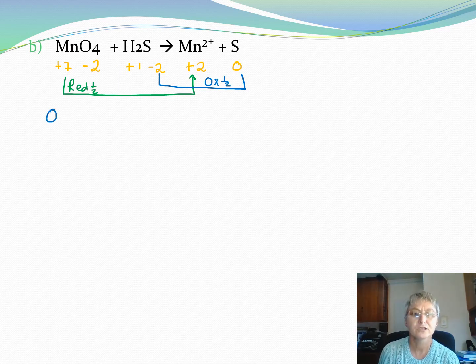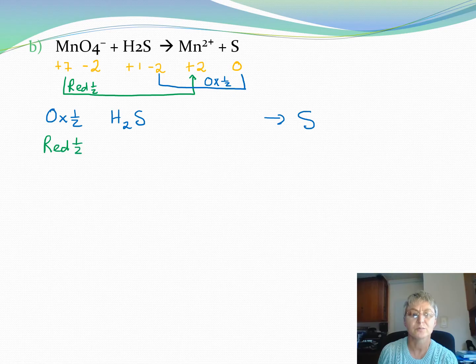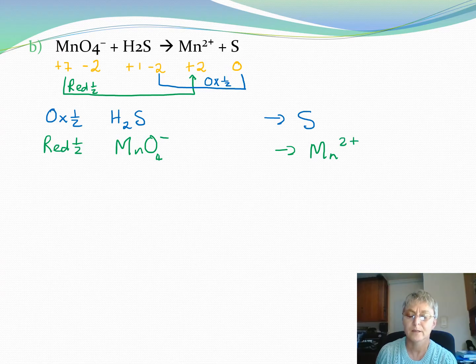So our oxidation half reaction starts with H2S and forms sulfur. The reduction half reaction starts with the permanganate ion and ends off with the manganese 2+ ion. So we have to follow the rules.